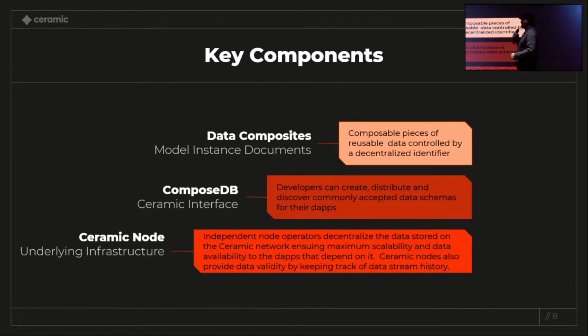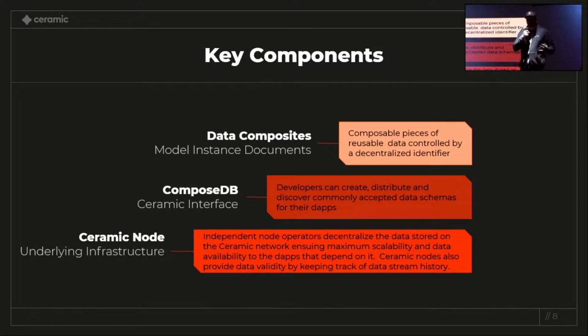Ceramic nodes also are responsible for providing the validity of the data that exists inside of Web3. They're what checks all the proofs of the metadata to make sure data is what it's supposed to be by the time it gets returned back to a user or an application. The second layer to that is ComposeDB. This is a brand new ship for us, and it is absolutely phenomenal.